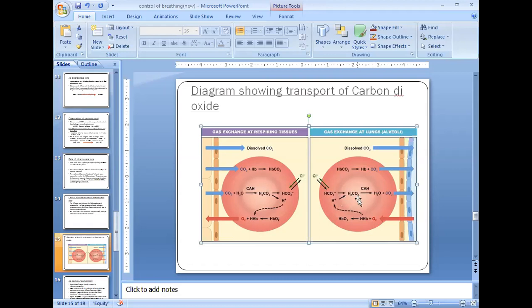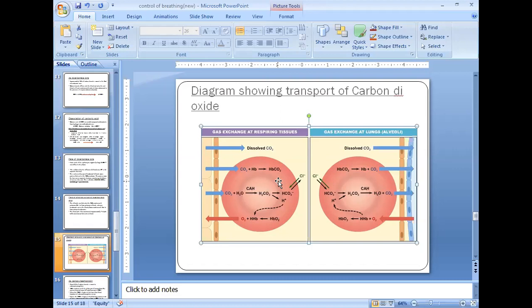This carbonic acid will dissociate into water and carbon dioxide in the presence of enzyme carbonic anhydrase, and this carbon dioxide will move into the alveoli, from where it can be exhaled out. Okay, and students, carbon dioxide, as I told you earlier, can be transported in the form of carboxyhemoglobin as well.